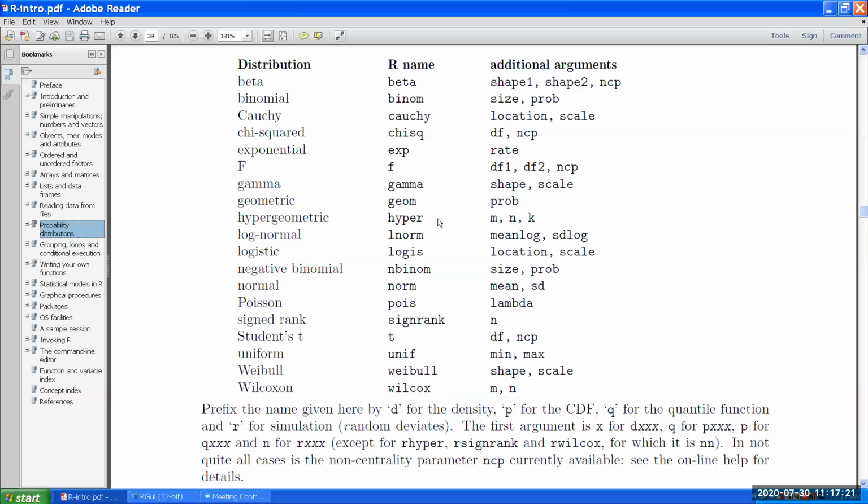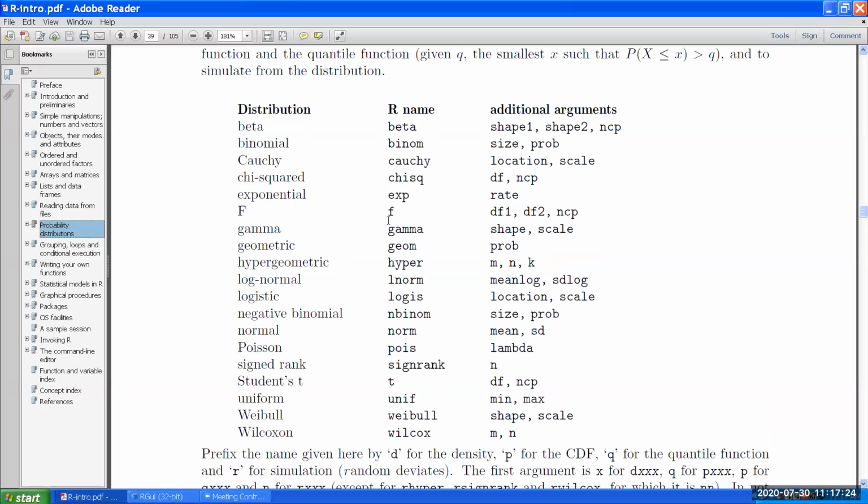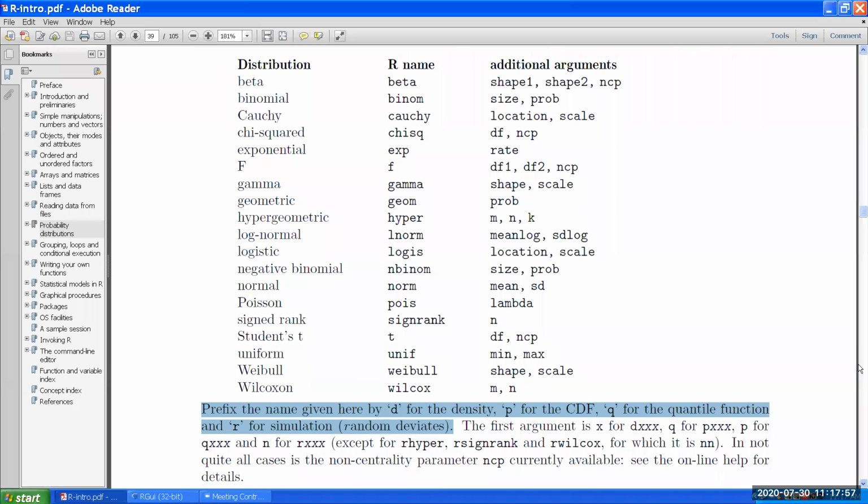Here you see the R name. For example, for binomial, we have to use binom. This we have to always use. For finding the density functions, that means probabilities, we have to use the prefix d. If we want the cumulative distribution function, we have to use the prefix p. Similarly, there are prefixes for the quantile function and random numbers. I have highlighted that here, you can see.